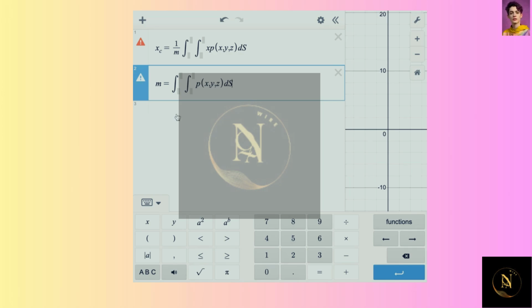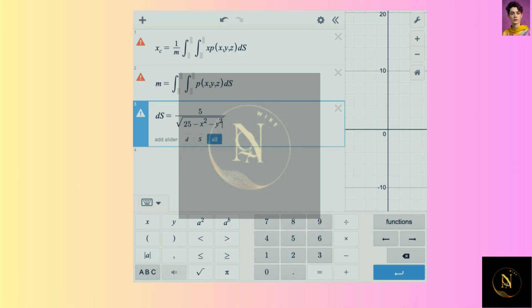So that means that dS, since z equals the square root of 5 squared minus x squared minus y squared, is going to be equal to the square root of 1 plus the partial derivative of z with respect to x plus the partial derivative of z with respect to y, dy dx. And what we'll end up getting as a result is 5 over the square root of 25 minus x squared minus y squared. That's our dS, and we also always have to add dy dx at the end.